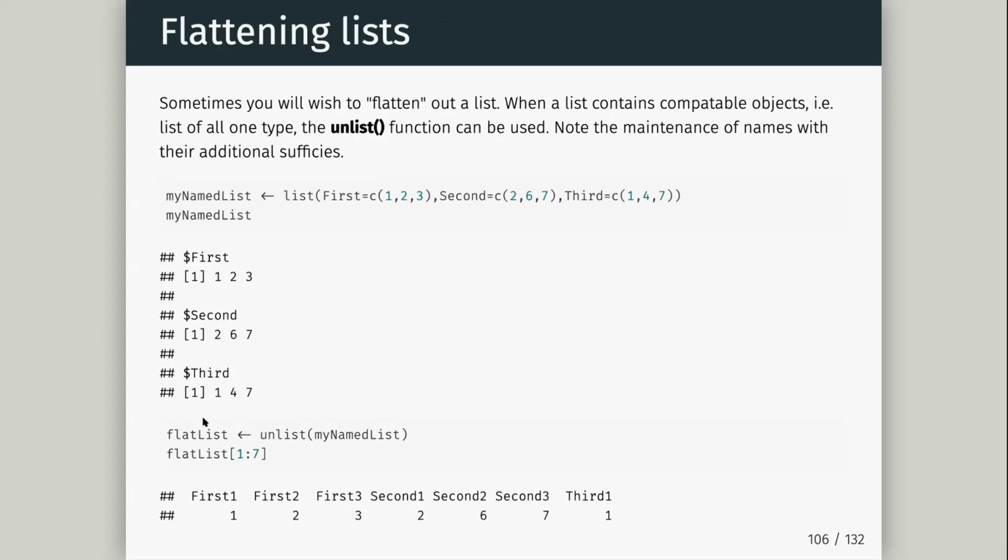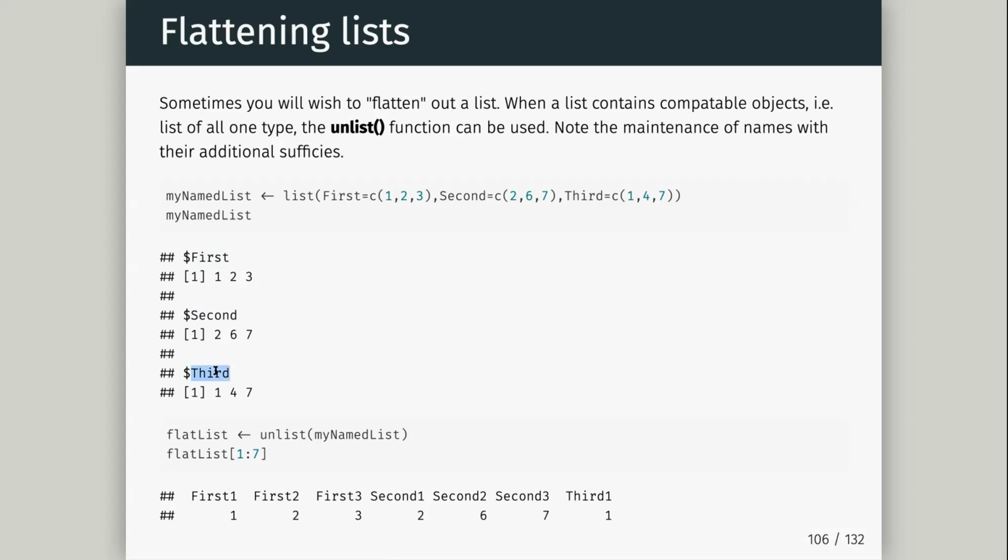A thing we often want to do with lists is to flatten them. We want to put them in a different structure, really because we want to operate on them like a table or like a matrix. So sometimes you will run a function and it will return to you a list of values. In this case, we're going to create this list 1, 2, 3, 2, 6, 7, 1, 4, 7. And we have our named list first, second, and third.